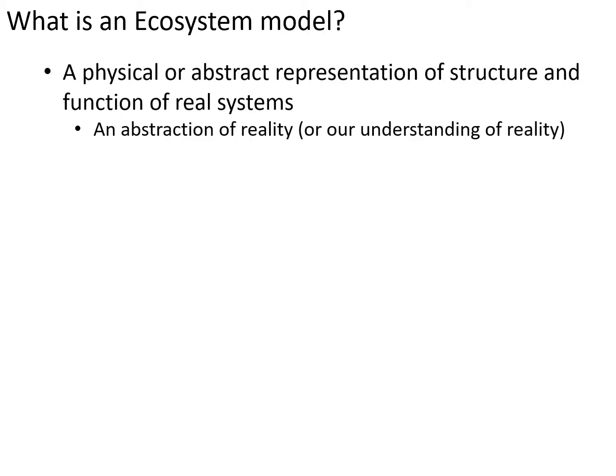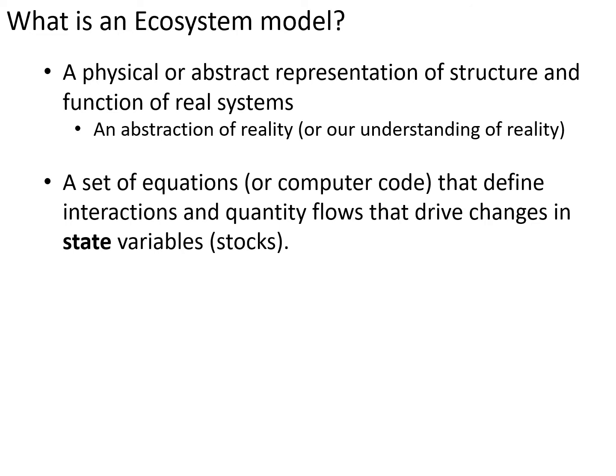So what is an ecosystem model? A physical or abstract representation of structure and function of real systems. Okay, it's going to be an abstraction of reality, or our understanding of reality. An ecosystem model is very generally a set of equations or computer code that defines interactions and quantity flows that drive changes in state variables or stocks.